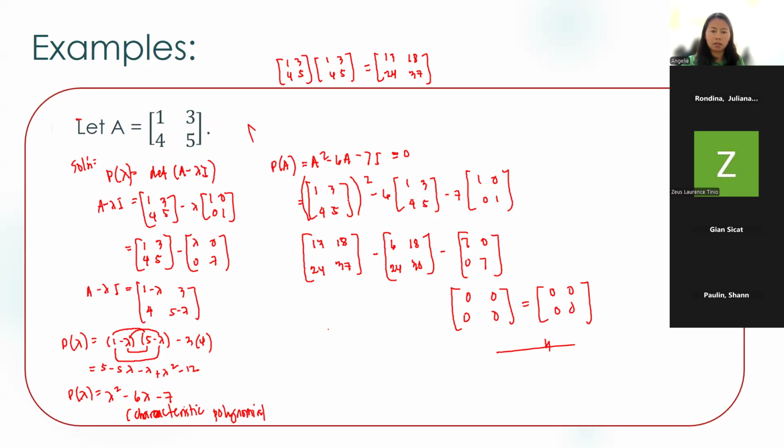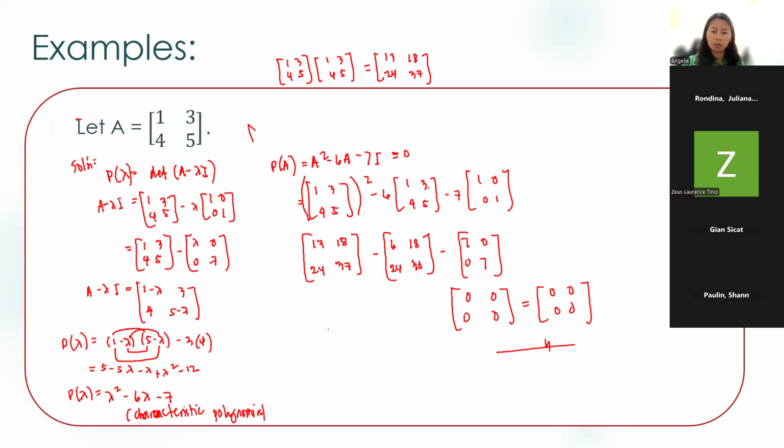When you square this matrix, it will result in this matrix. Okay, again, multiplication of matrices. 1 times 1 plus 3 times 4. 1 times 3 plus 3 times 5. 4 times 1 plus 5 times 4. And then we have 4 times 3 plus 5 times 5. So we resulted in this matrix.